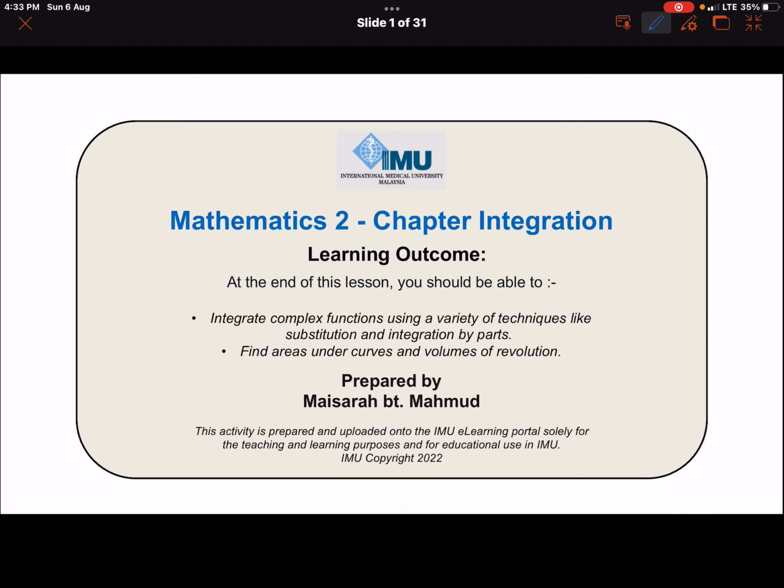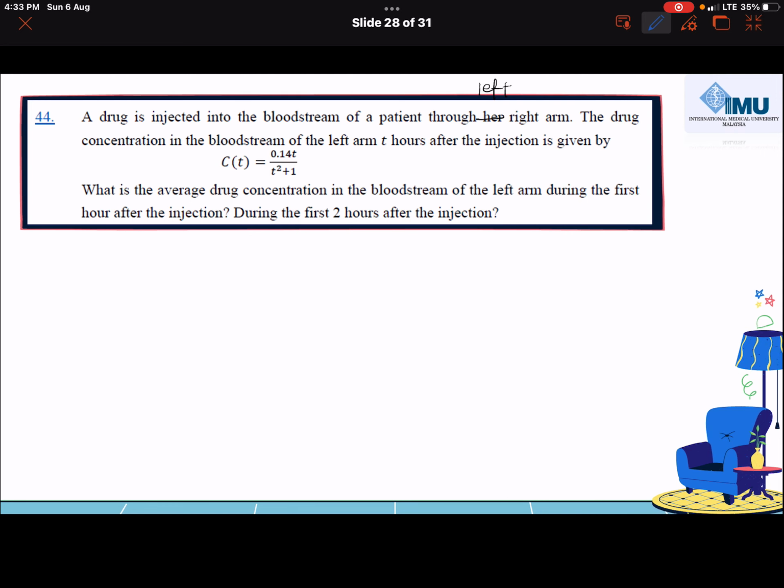Mathematics 2, Chapter Integration. Tutorial question 44. A drug is injected into the bloodstream of the patient through the left arm. The drug concentration after the injection is given by the function C(t). Now, the question asks you to find the average drug concentration in the bloodstream of your left arm during the first hour, as well as during the first 2 hours after the injection.